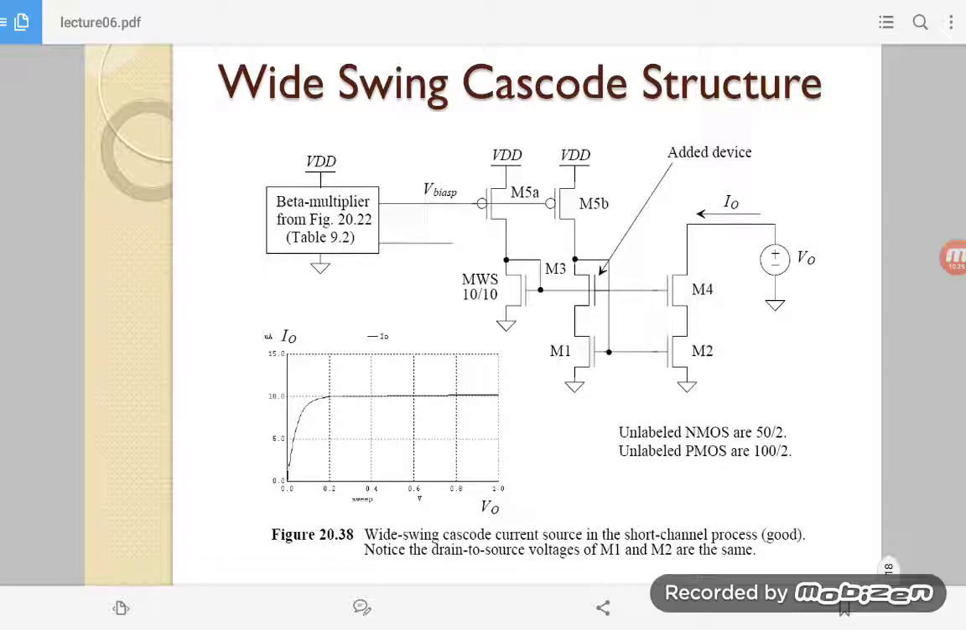Okay, so can you think of one disadvantage of this wide swing cascode structure? It is giving you all the benefits. It is giving you higher resistance like a regular cascode. It is giving you a minimum voltage requirement, which a regular cascode structure couldn't do. But what could be the potential problem with this wide swing cascode structure? You can pause this video for a second and think about what could happen.